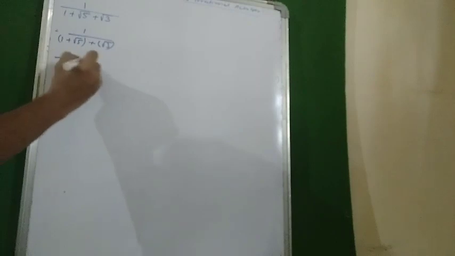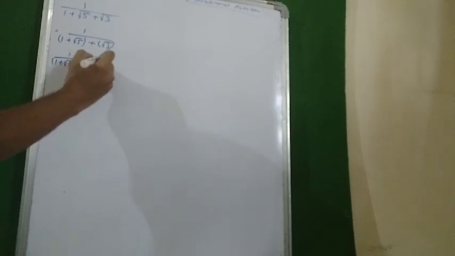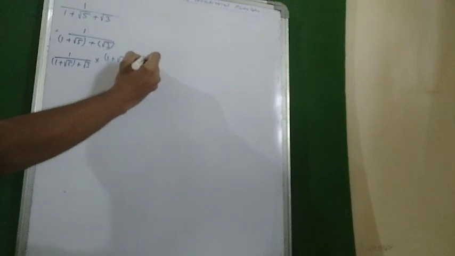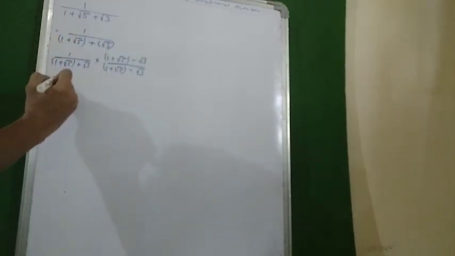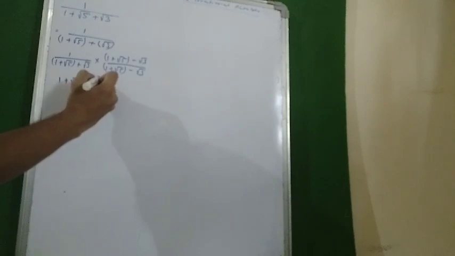Whenever I rationalize it, it will be 1 upon 1 plus square root of 5 plus square root of 3 multiplied by 1 plus square root of 5 minus square root of 3. So plus becomes minus after rationalizing. 1 multiplied by any number is the number itself. So in the numerator we will have 1 plus square root of 5 minus square root of 3.